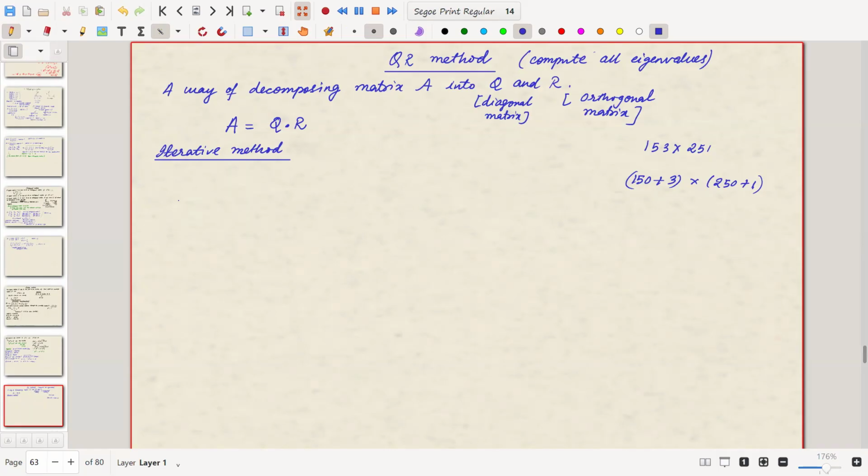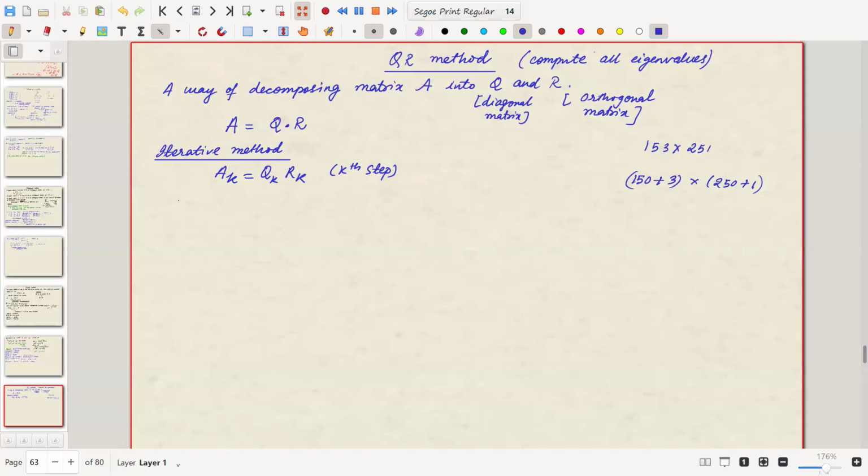Here the iterative method is A_k equals Q_k into R_k, at the kth step. I'll tell you now that you decompose A_k. At the kth step, you have A_k equals Q_k into R_k. Okay, right.